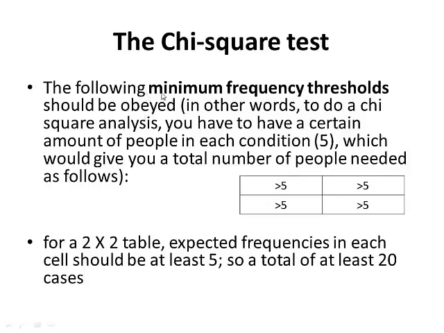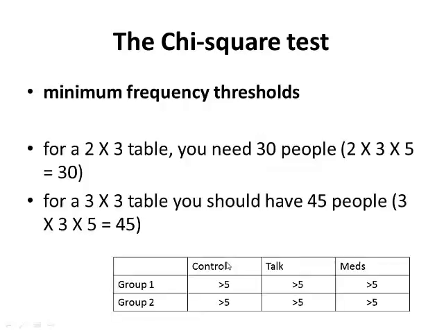So the following minimum frequency threshold should be obeyed. In other words, to do a chi-square analysis, you have to have a certain amount of people in each condition, which is 5, and you can calculate the total number of people you would need in your sample. So for a 2 by 2 table, for example, which we are using in our example, 2 columns and 2 rows, expected frequencies in each cell should be at least 5, so you would need a total of at least 20 cases. 5, 10, 15, 20, 5 for each of the cells in the table.